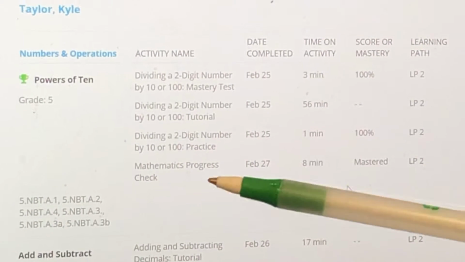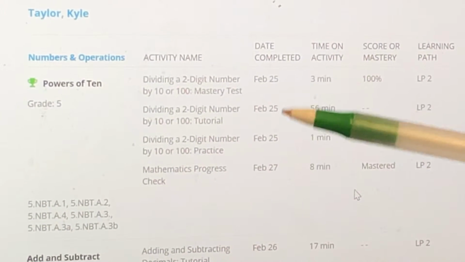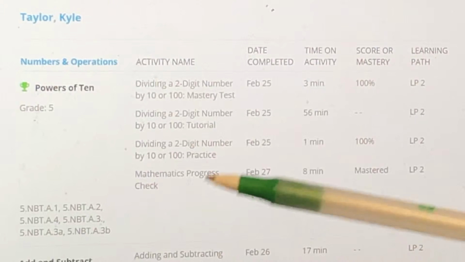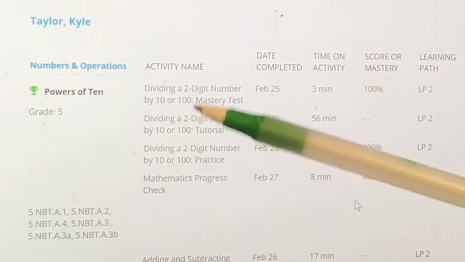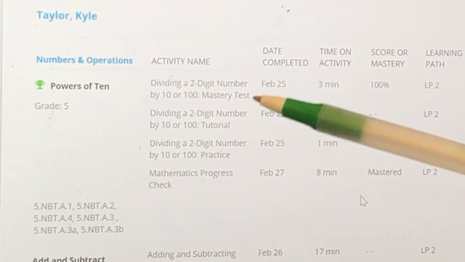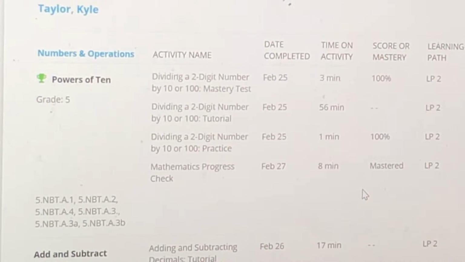And then when he got to the progress check, notice that he did all these 3 things on the 25th, and a couple days later on the progress check, he mastered that skill of using the powers of 10. And so that was really good. He got a trophy in that.